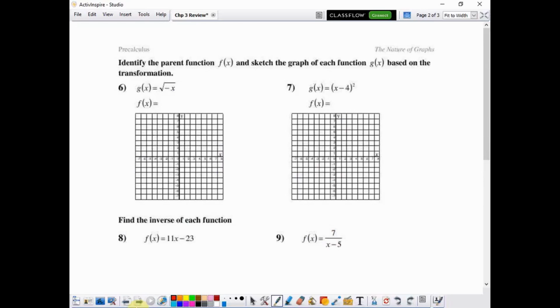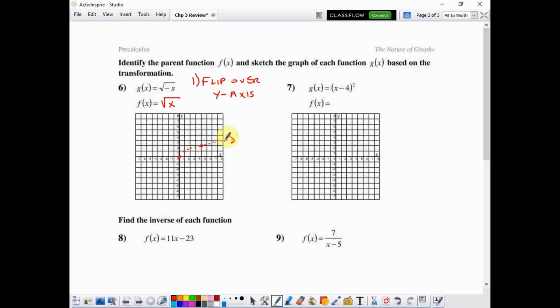Identify the parent function. The square root of the opposite of x, the parent function, will be the square root of x. And what that looks like is the square root of 0 is 0, square root of 1 is 1, square root of 4 is 2, square root of 9 is 3. So this is what the parent function looks like. But there is multiplying by a negative inside, which means a horizontal reflection or flip over the y-axis.